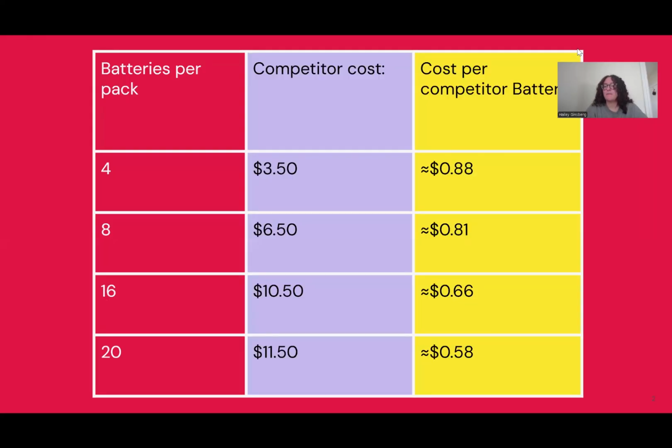First, I looked at competitor pricing for 4, 8, 16, and 20 battery packs. Their prices show a clear trend. The price per battery drops as the pack size increases. That's because larger packs cost less to package and ship. This pattern guided every model I built.